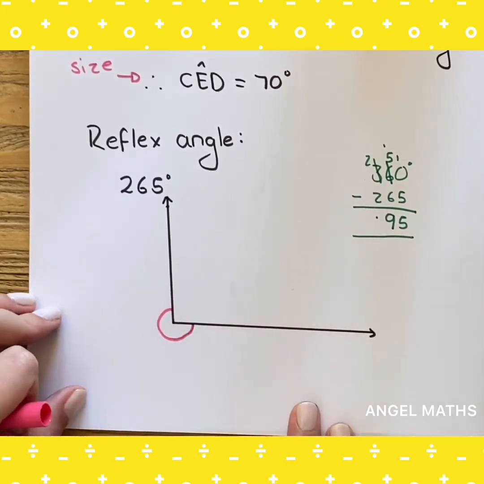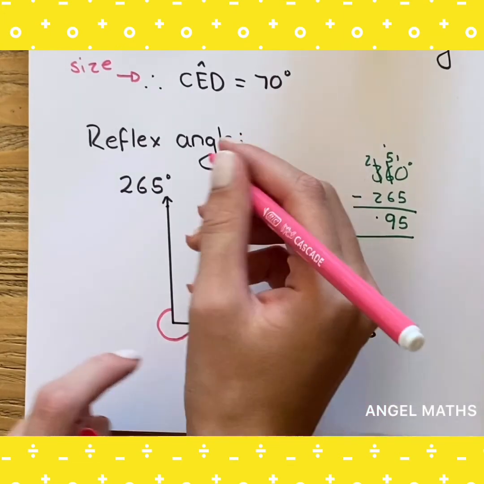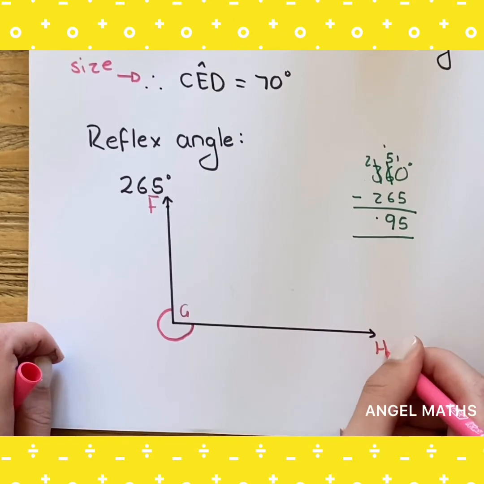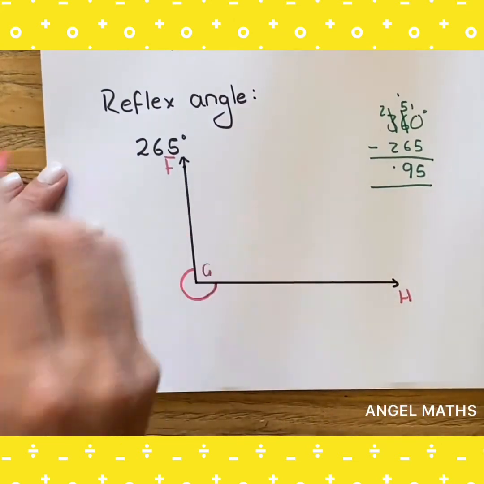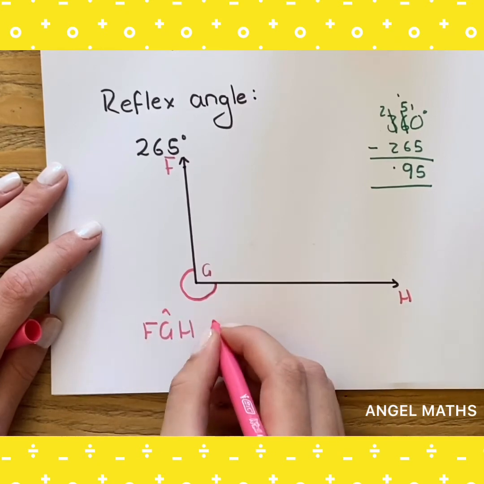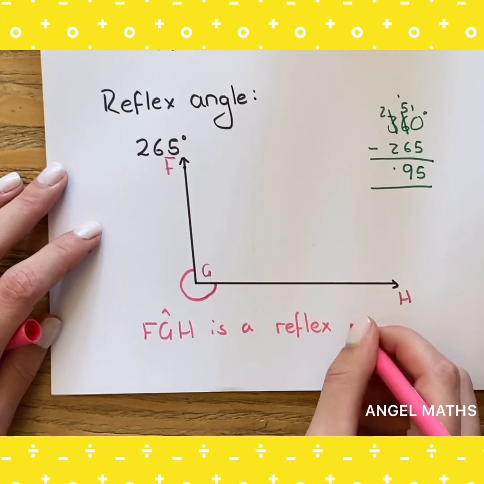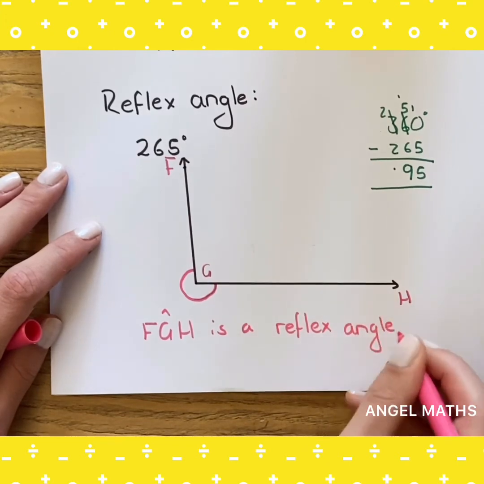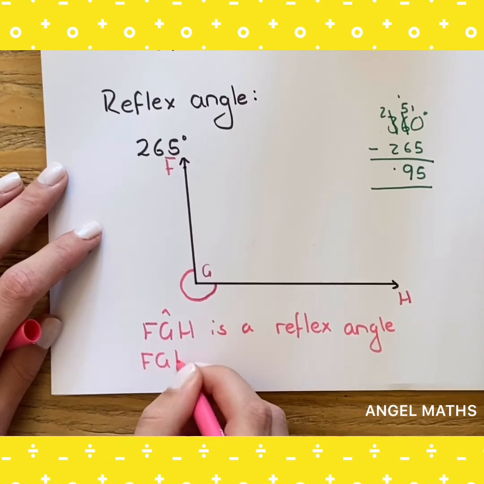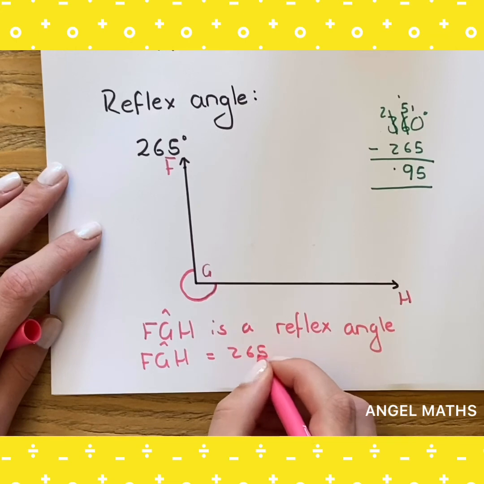Now, because it's asking for the reflex angle, and that is the angle, we draw our arc on the outside to identify that that is the angle that we are meant to be looking at. And then we can say F, G, H. If we were to classify fully, we would say angle F, G, H is a reflex angle. And if you were meant to give the size, you will say F, G, H equals 265 degrees.